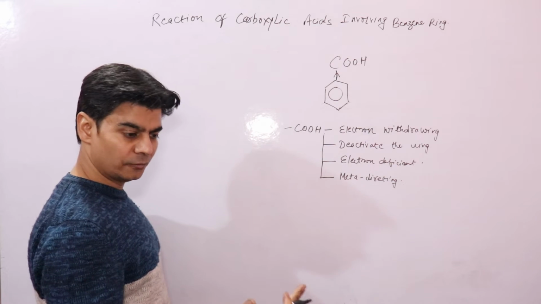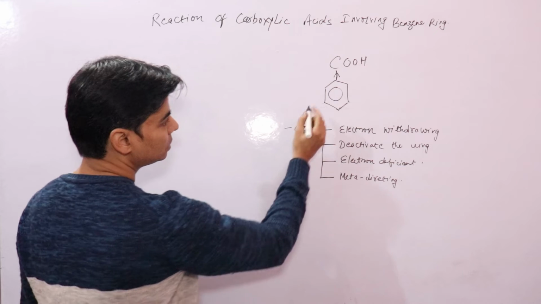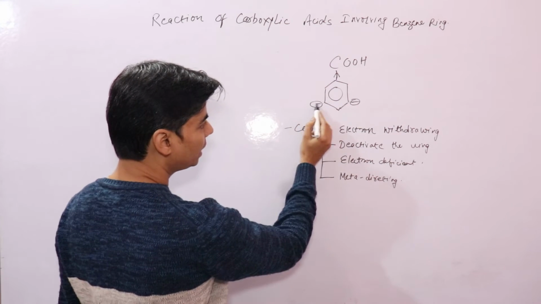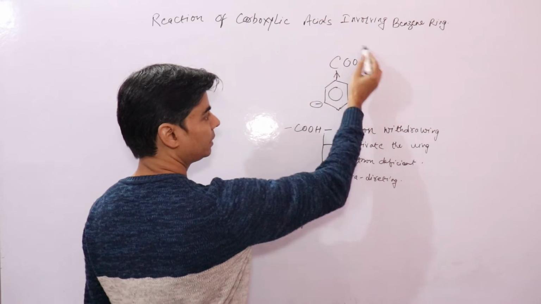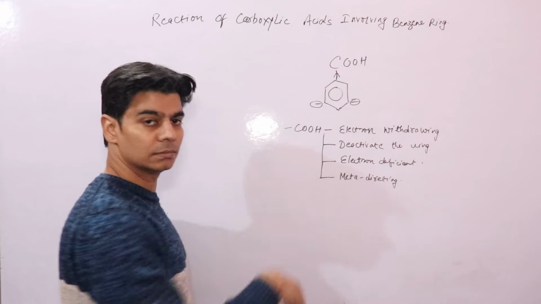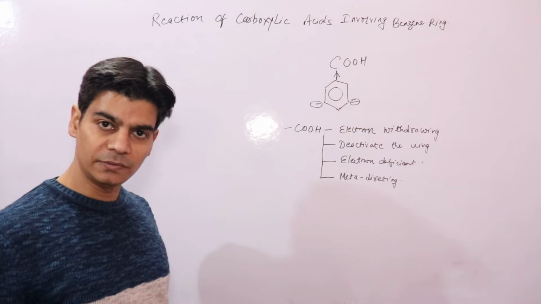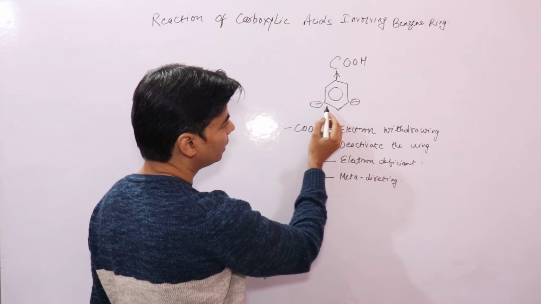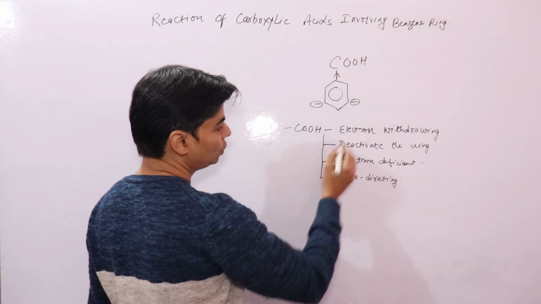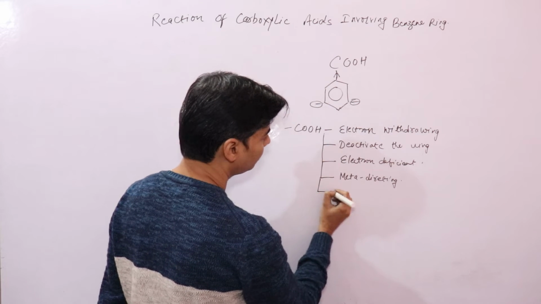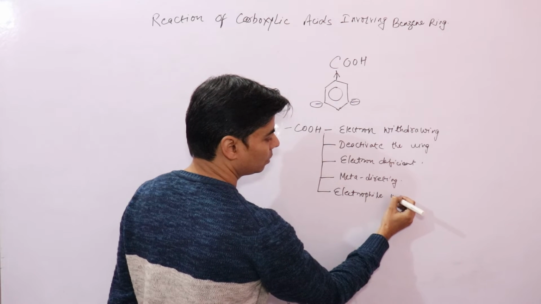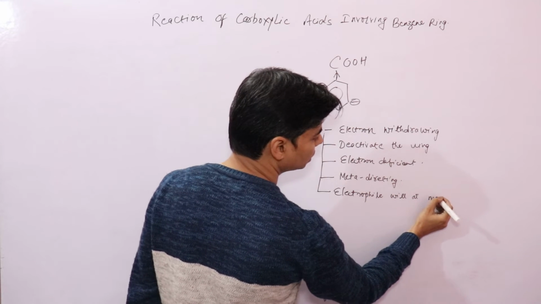Meta-directing means when the electrophile comes, you have high electron density only at the meta position, because this is your meta-directing group. It will withdraw electrons from the ortho and para positions, right? So it will make the ring less negative, or it will deactivate the ring. So when it deactivates the ring, only these two meta positions are electron rich, so your electrophiles will attack at the meta position.